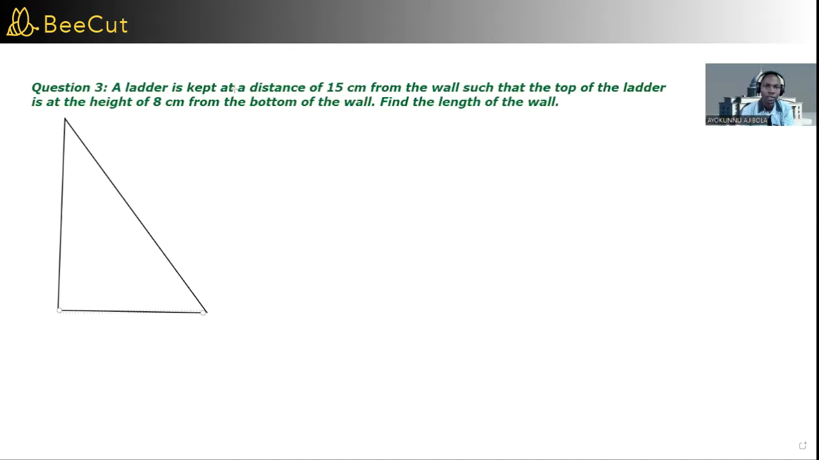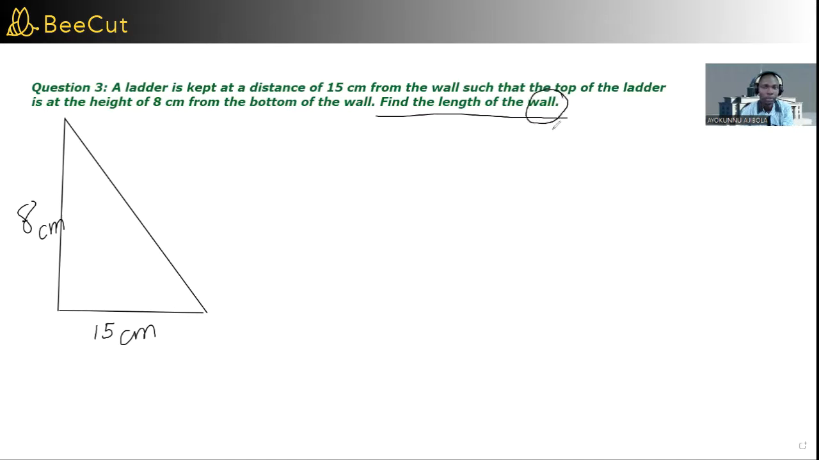Then the distance is given. The ladder is kept at a distance of 15 cm. So this is 15 cm from the wall, and the top of the ladder is resting at a point which is 8 cm from the bottom of the wall. So this point from the ground to the top is 8 cm. So I have 8 cm here. Then the question says find the length of the wall.